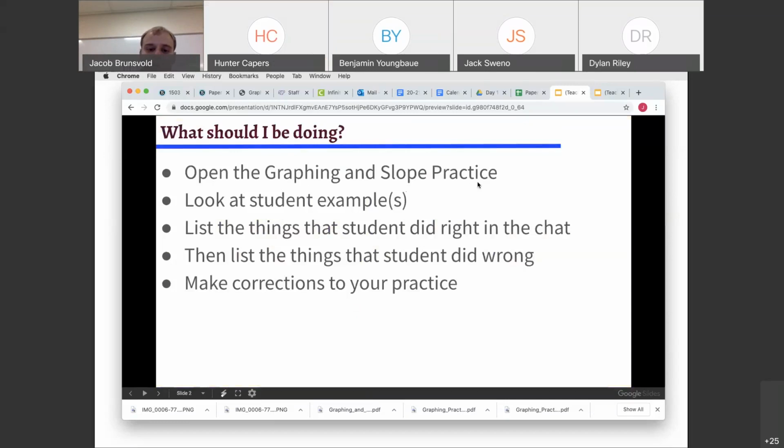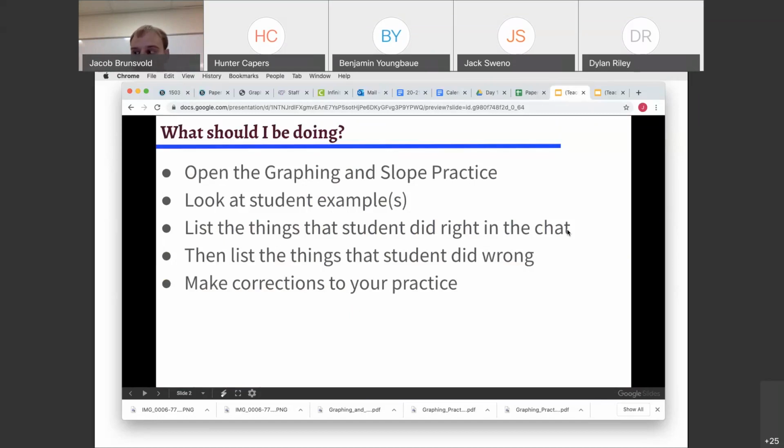And then what we're going to do is take a look at some student examples. In the chat, what I want you to do is list the things that the student did right. So we'll start off with that, and I'll give you some instruction on what we should be commenting on. And then we're going to take a look at the student's work, and we're going to talk about what they can improve, right? What did they do wrong? What can they do better?